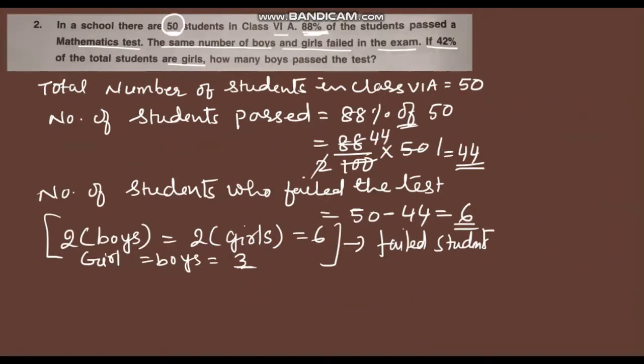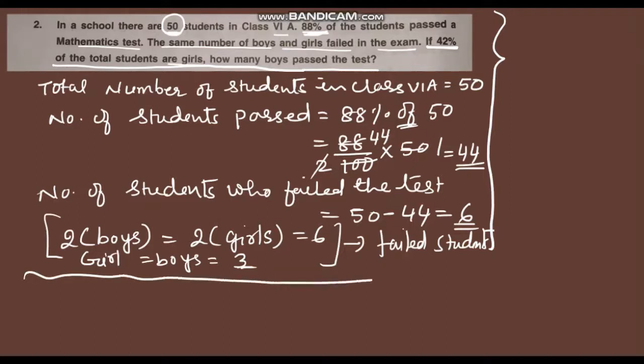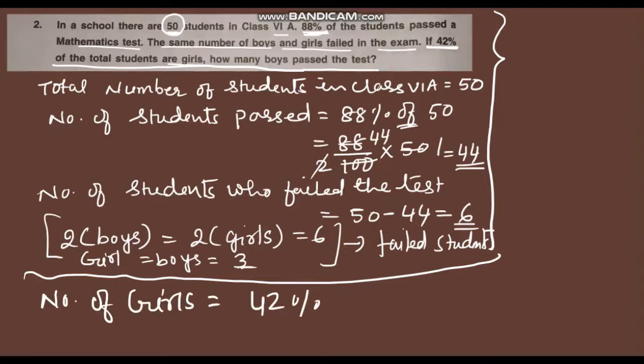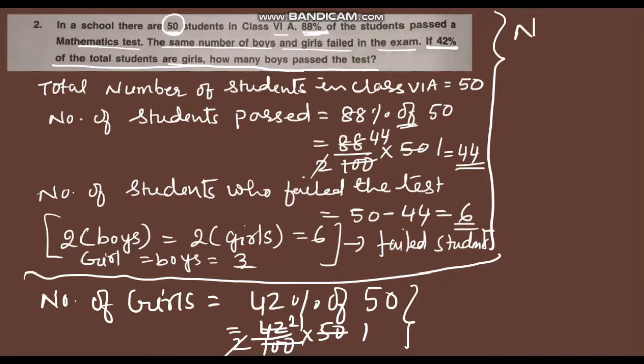Now see the last statement. If 42% of the total student are girls, how many boys passed? First let us calculate how many girls are studying in that school. Okay. So see 42% are girls. So number of girls equal to 42% of total were 50. So it will be 42 divided by 100 into 50. So again 50 ones are 50, 2 twos are 4, and 2 ones are 2, 2 tens are 20. So here we have number of girls equal to 21.